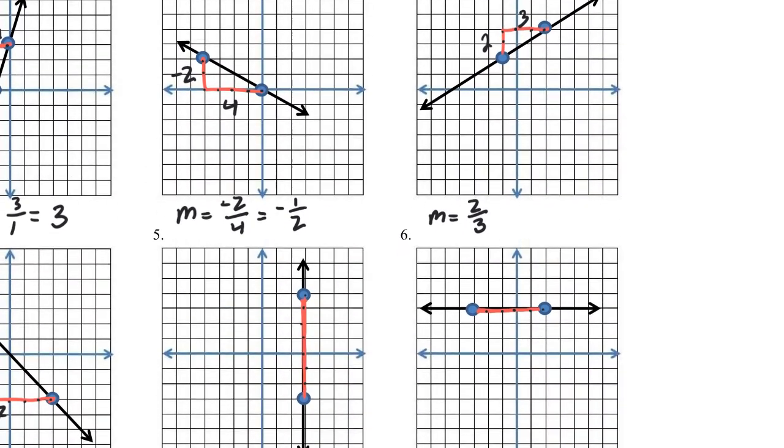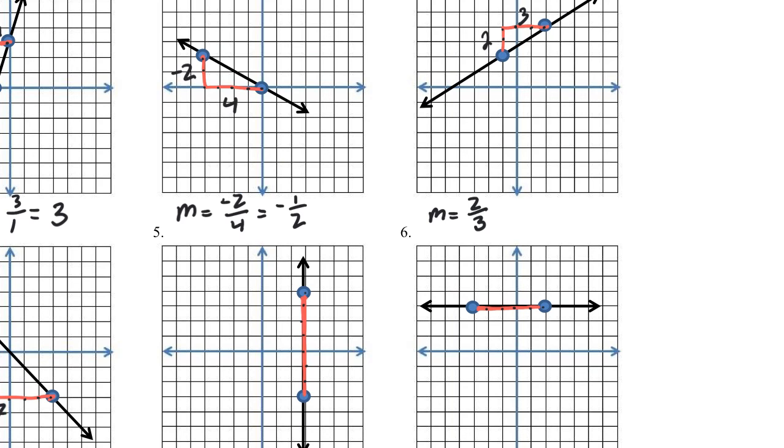So those are our two special cases that are always going to have the same slope no matter where their position is on our coordinate plane.